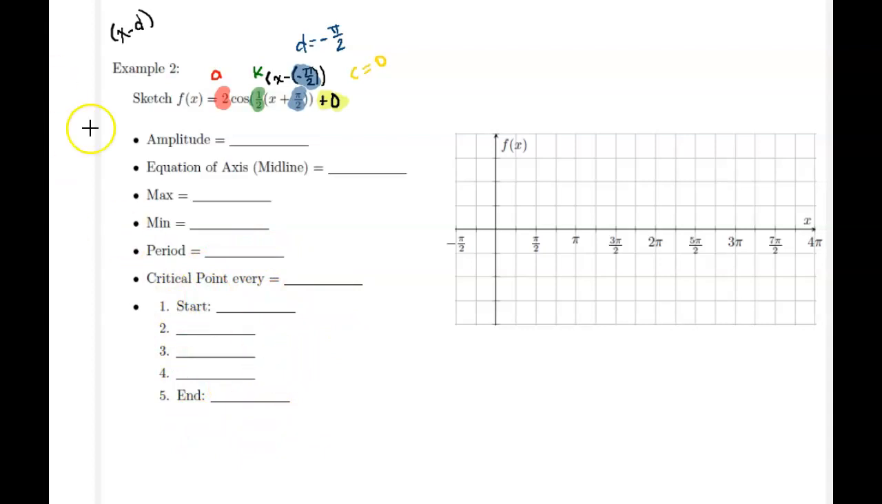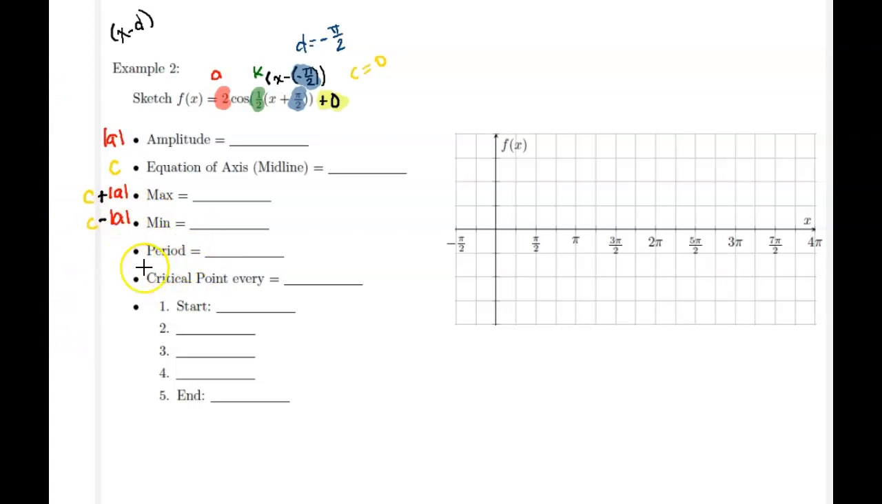So let's quickly review what each of these come from. So my amplitude is the absolute value of my a. My equation of the axis, or my midline of my sketch, is going to be at c. My max and min come from a combination of these, right? Because we're going to be starting at my value of c for both of them. But for my maximum, we are going to be adding my amplitude. And for my minimum, we're going to be subtracting my amplitude.